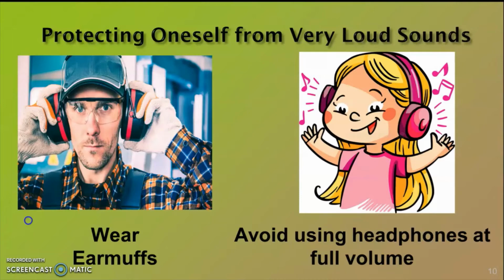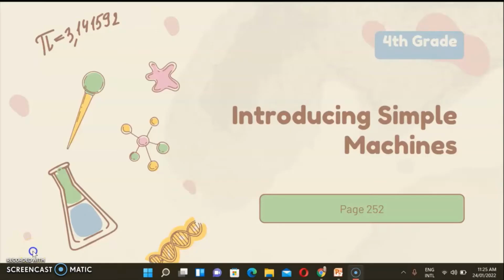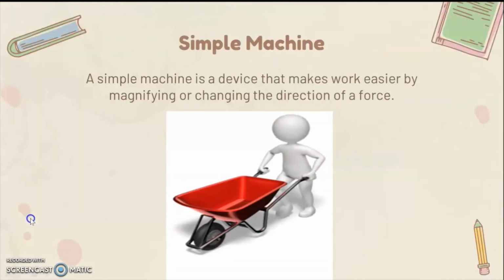So there you have it. You just learned a lot about the three forms of energy: the light, the heat, and the sound energy. Now let's talk about simple machines. A simple machine is a device that makes work easier by magnifying or changing the direction of a force. That means that simple machines allow someone to do the same work with less effort.